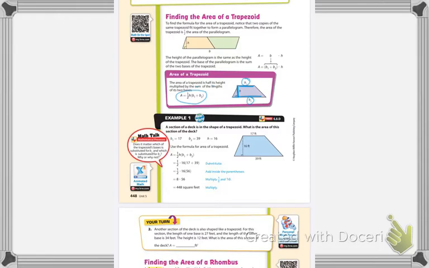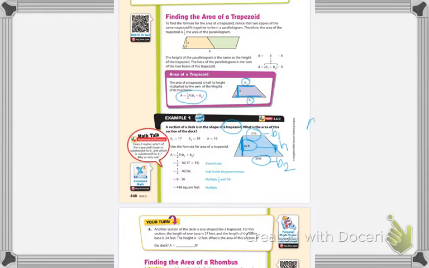Okay, here it is. And remember, I'm using the Go Math textbook. Identify the shape. So this is a trapezoid. Identify the bases. So this is base 1. This one right here is base 2. This one right here, what do you think it is? Yes, that's the height. It's usually denoted by the dotted lines right here. So one more time, what do we say?